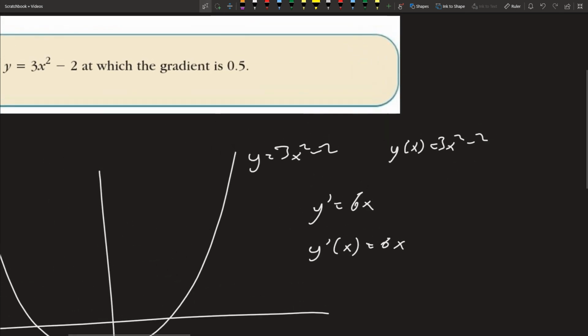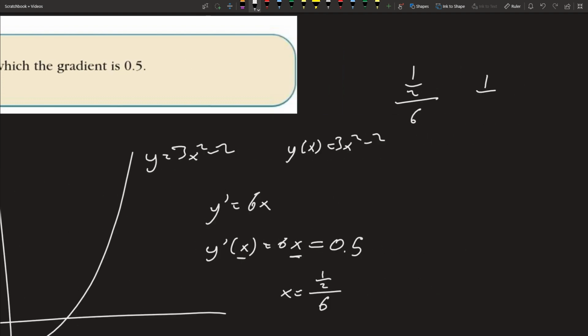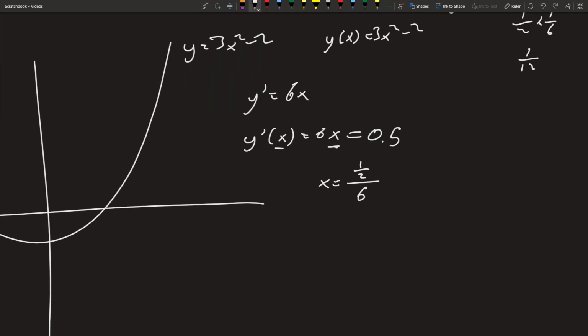We need to find a point such that the gradient is 0.5, right? So, we need to find this x such that the derivative is equal to 0.5, right? That means x is equal to 1 over 2 over 6. Now, for fractions like this, 1 over 2 over 6, for example, this is 1 over 2 divided by 6, which is 1 over 2 times 1 over 6, that's 1 over 12, right? So just don't get confused. This is equal to 1 over 12.